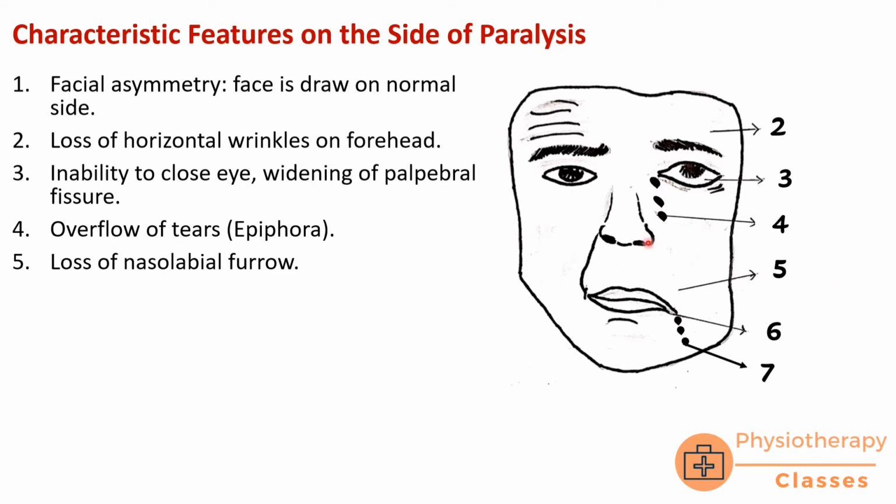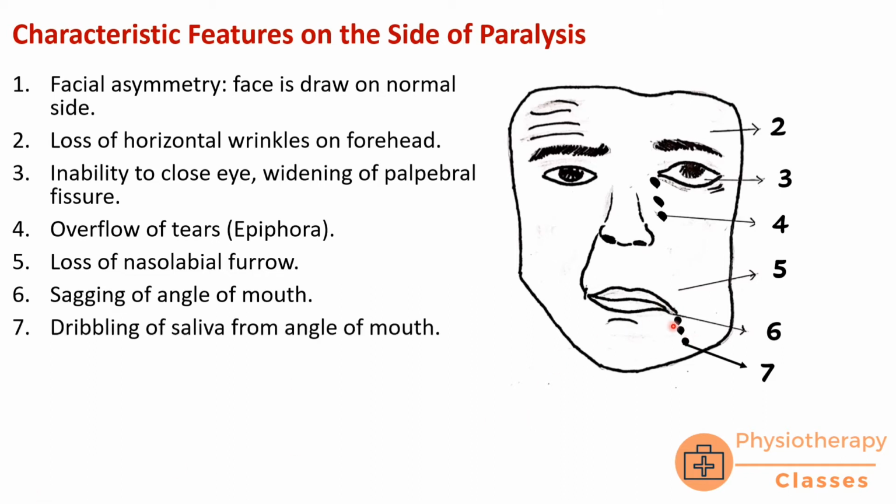Next we have the nasolabial furrow. There is a fold which appears between the nose and the upper lip, so that will also be absent, we can see on the paralyzed side. Sagging of the angle of mouth will occur, because the muscles which pull the angle of the mouth upward, the levator muscles, will be paralyzed. So, sagging of the angle of mouth.